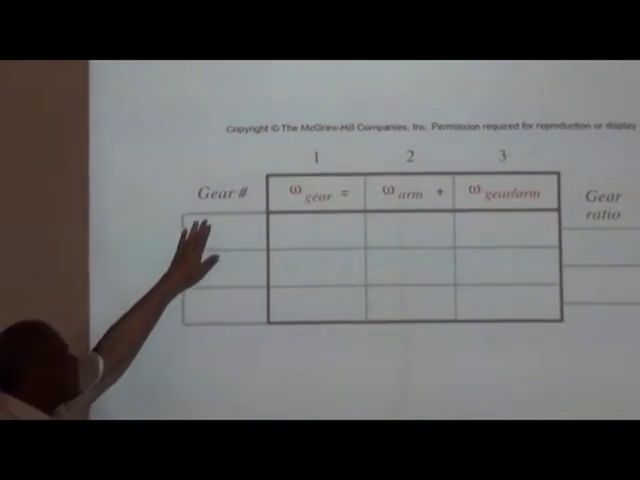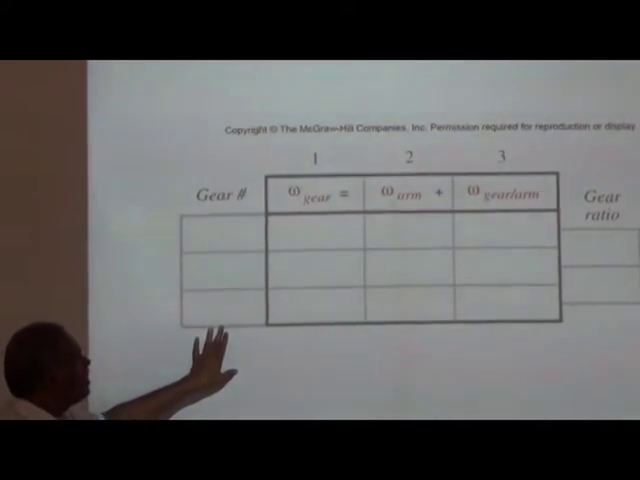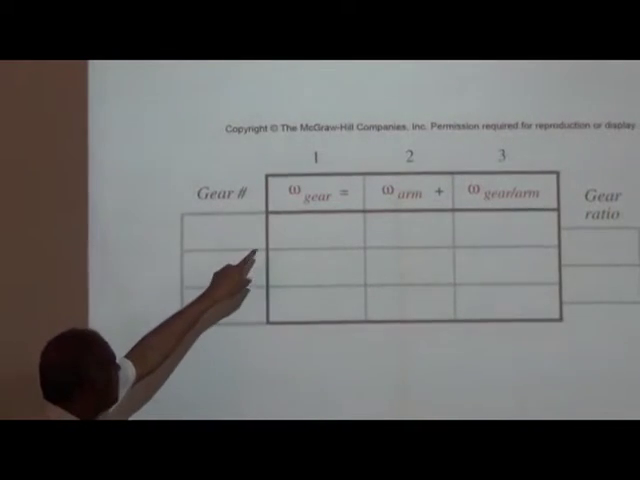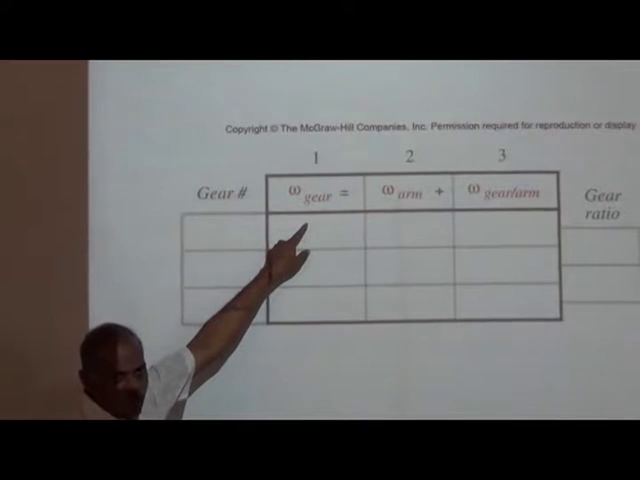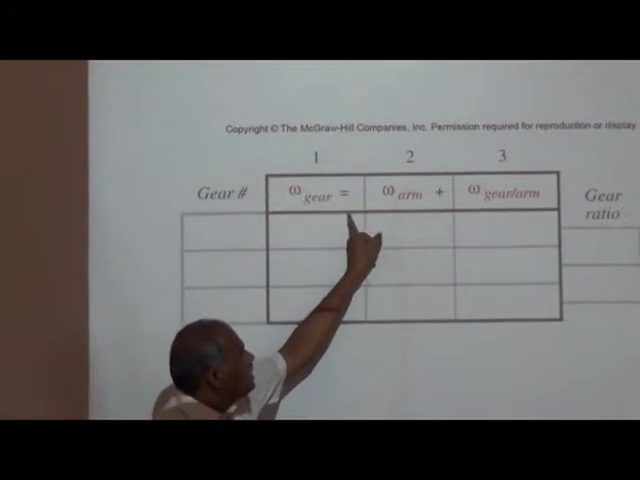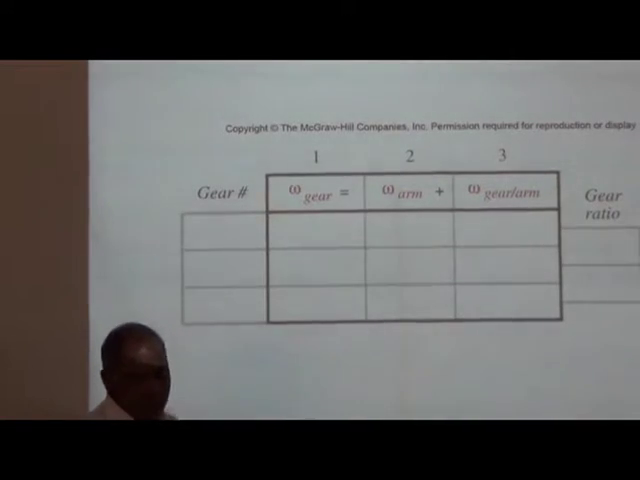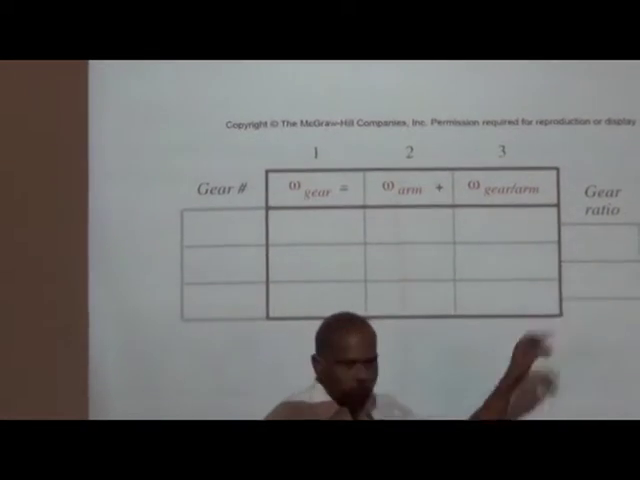So here you write the gear number. You have 3 columns. The first one is omega of the gear, that is equal to omega of the arm plus omega of the gear with respect to the arm. And here we write the gear ratios.